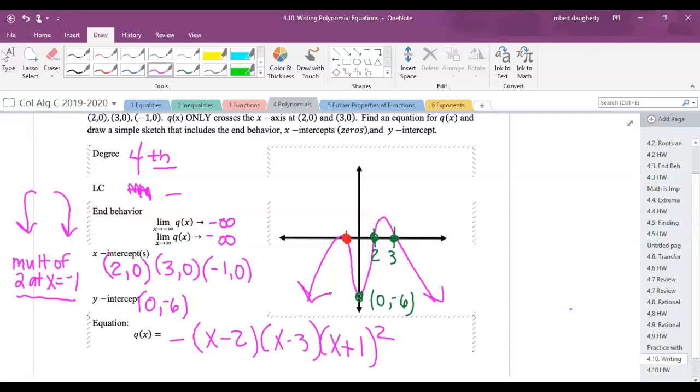Let me make myself a note to check. What page is that? 227. So it's a 4th degree.